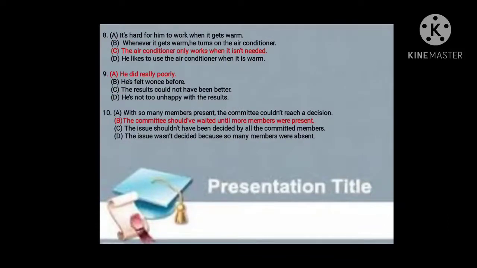Number 8. Do you think we could turn the air conditioner on? I'm really uncomfortable. The air conditioner never works when it gets warm. What does the man imply?